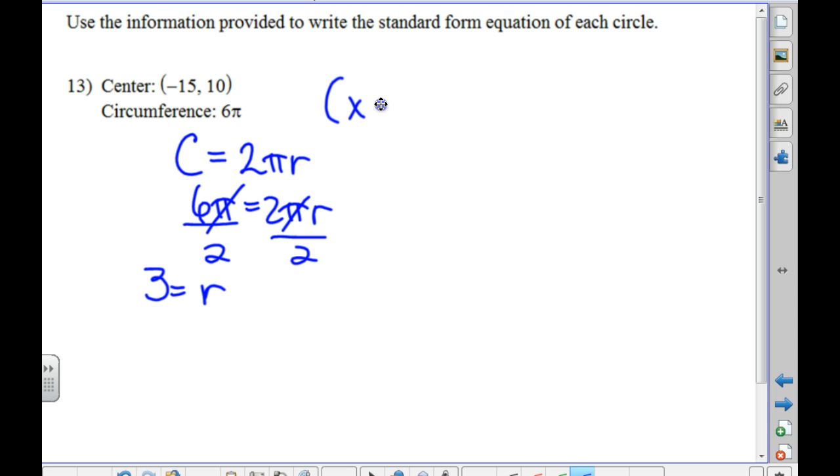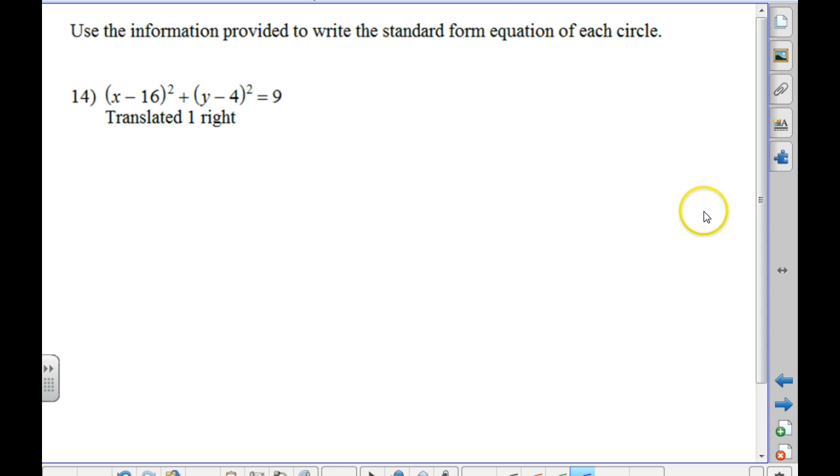So we would have what? Oh, 8 equals 3. So 9. Okay, well, (x + 15)² + (y − 10)² = 9. Everybody okay? And 14?